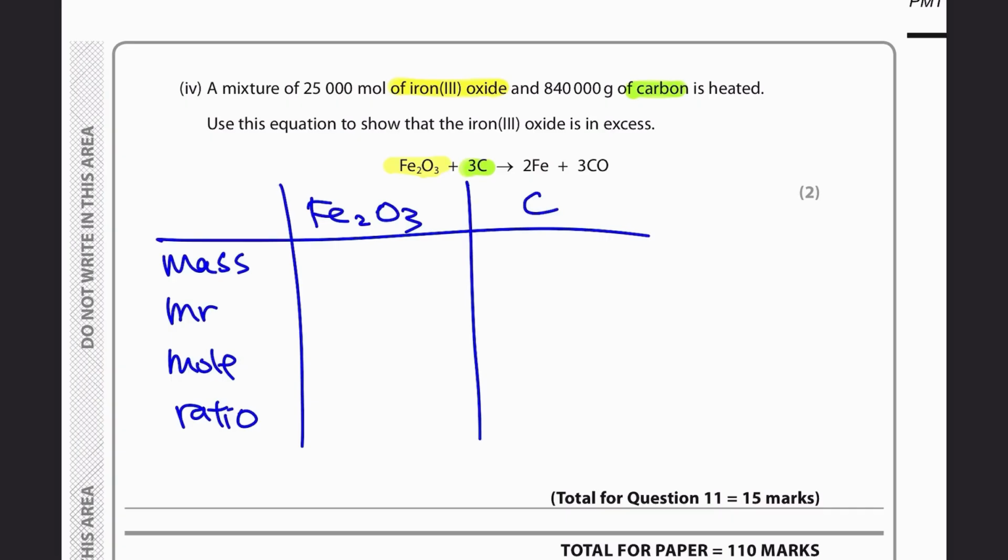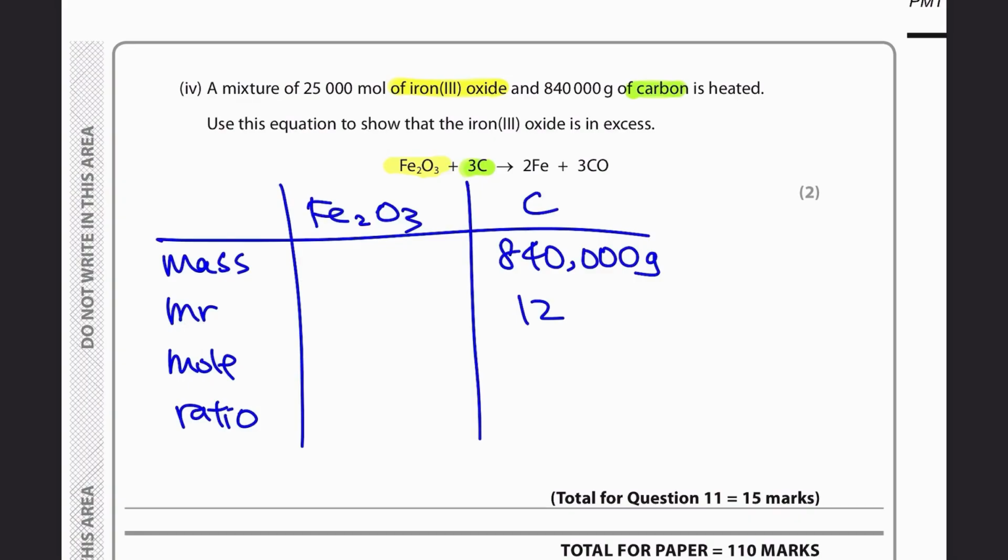Right, now, for carbon, let's fill in what we know about carbon first. It is given here, 840,000 grams. And what is the Mr. of carbon? Carbon is 12 from the periodic table. Guys, don't times 3. This is just to balance it, but the Mr. comes directly from the periodic table, which is 12. Carbon has a mass number of 12. So this is just 12.